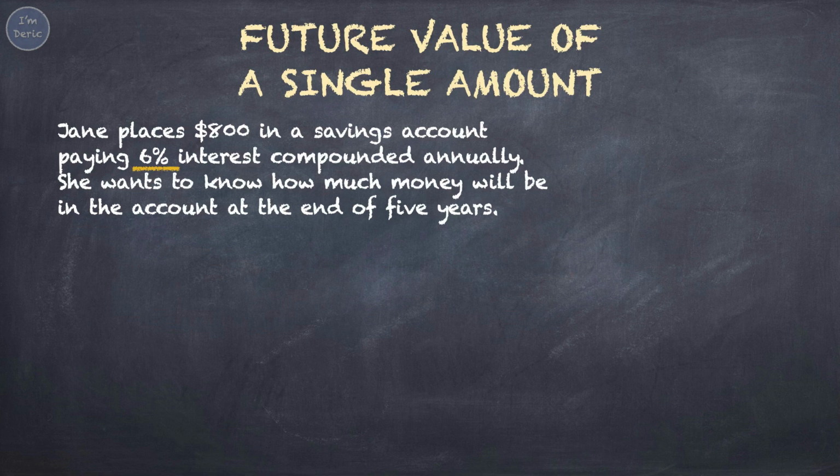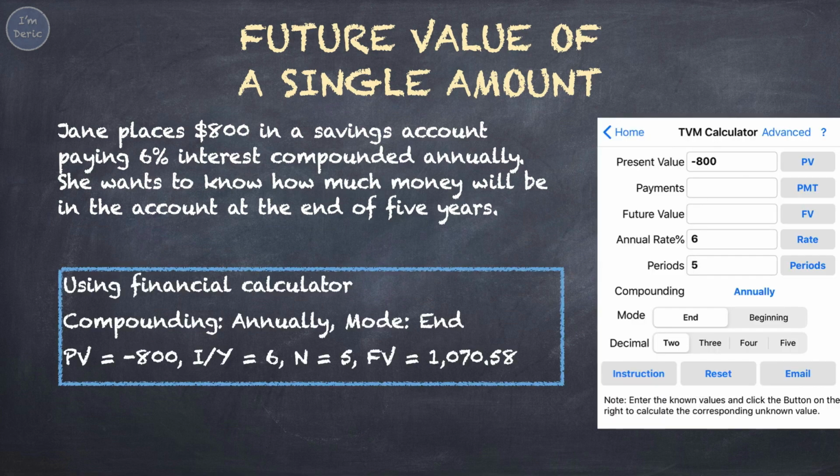6%, this is the annual interest rate, IY. 5 years, this is the period, N. To get the answer, you need to calculate the future value, FV. Now, turn to the financial calculator, set annually compounding, and set end mode. Then key in negative 800 for PV, the present value.